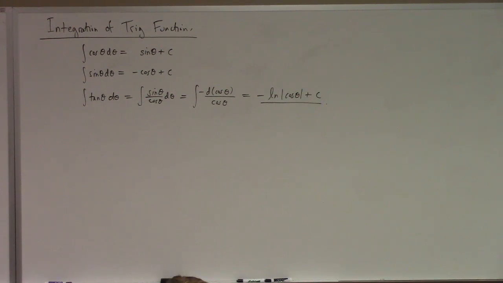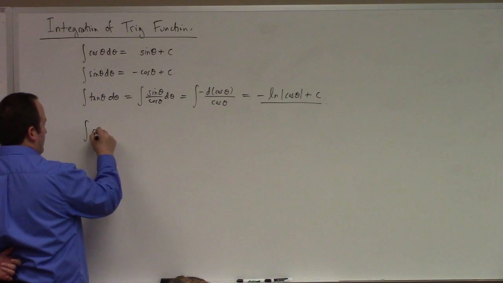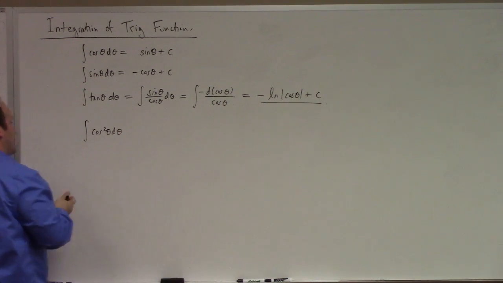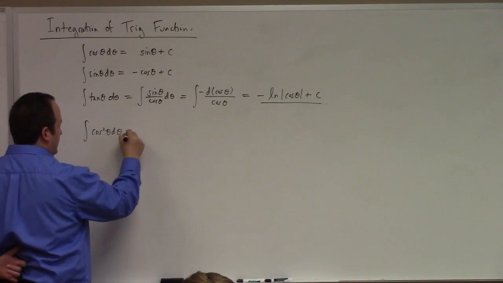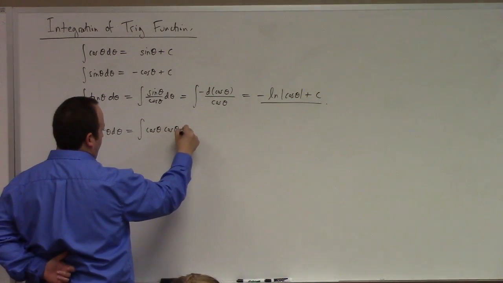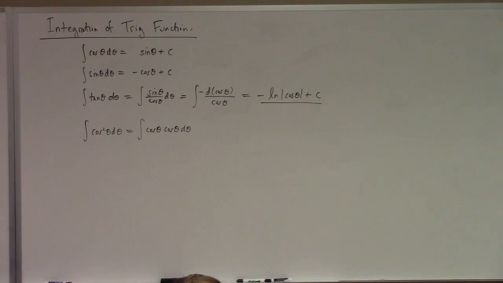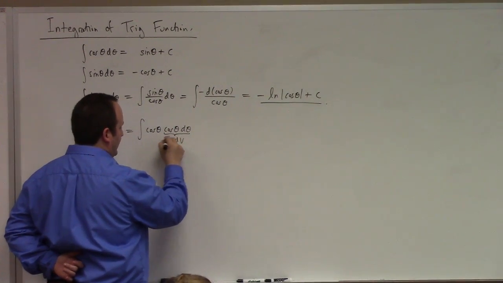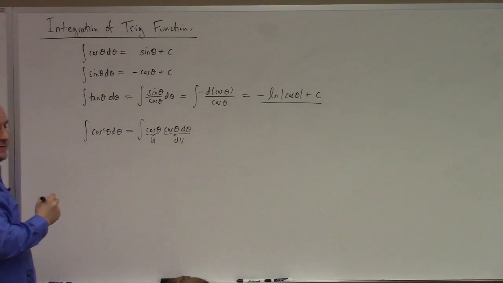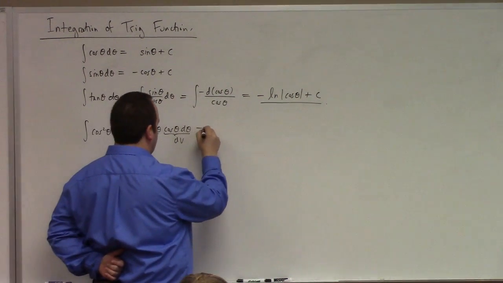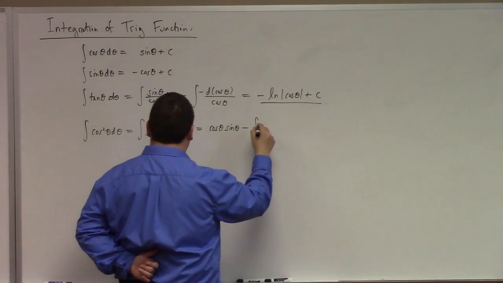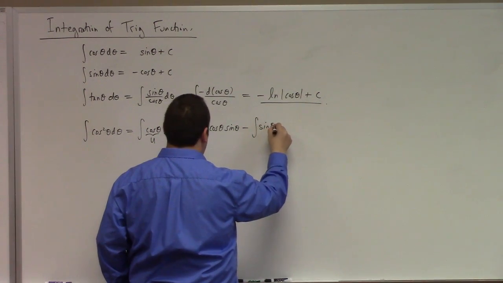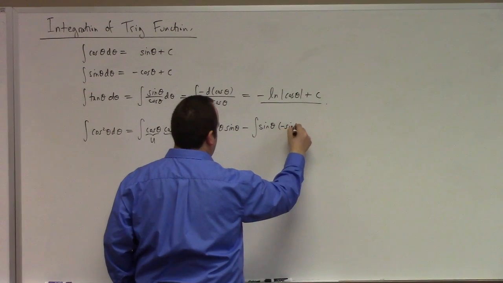How about powers, though? How about the integral of something like cosine squared? There's a couple different ways to approach this one. The one is integration by parts. How would you try to do this by integration by parts? I guess we'll make this be the dv, make this be u. What would that happen? Cosine theta sine theta, right? Minus the integral of sine theta times minus sine theta d theta.